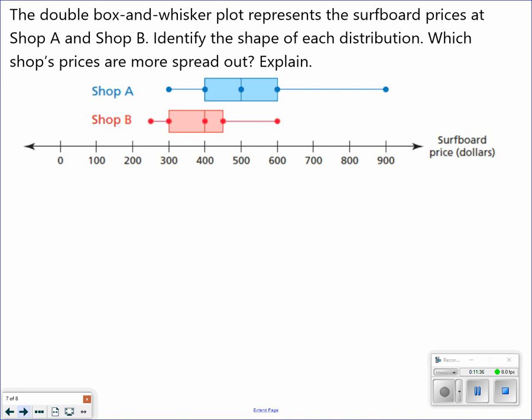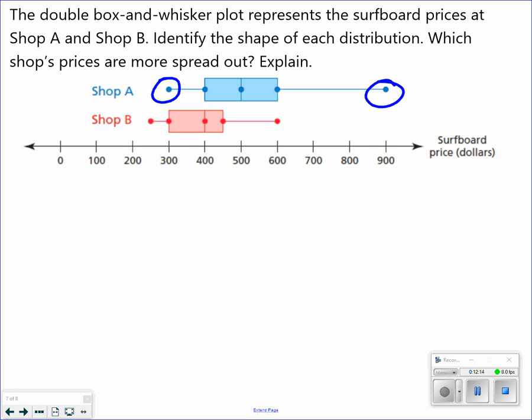The double box and whisker plot represents the surfboard prices for shop A and shop B. Identify the shape of each distribution. Which of the shop's prices are more spread out? So again, which one has the larger range? Shop A. Okay. So even though shop B has a higher number, shop A has a much higher number compared to its much lower number. So the range of values in shop A goes from 900 all the way down to 300. So again, that one has data that is much more spread out.